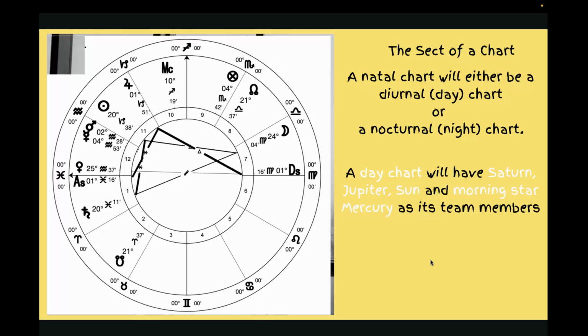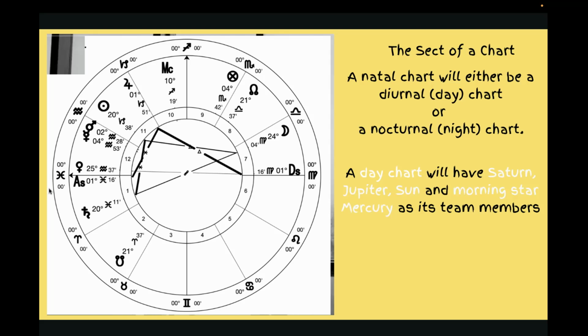Hey everybody, let's talk about this chart here. What we're going to focus on is the sect of the chart. Now, we do know, or we should know, that every natal chart is either a day chart or a night chart. And the way that you find out if you have a day chart or a night chart, that's the first step, is to find the ascendant, which in this case is here.